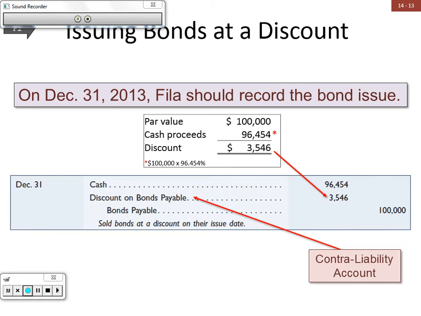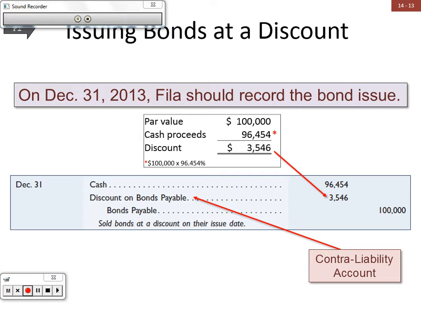Now, here's the breakdown. You remember that amount, 96.454? Okay. The par value was 100,000, right? Cash proceeds, meaning what it actually sold for, was $96,454. There was a discount given of $3,546. How do we know that? 100,000 times 96.454% gives us that amount. So we show the cash that we received of $96,454.